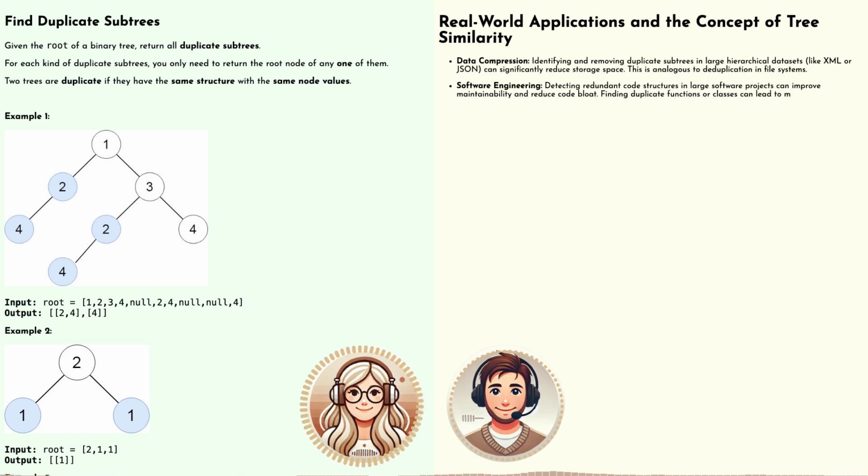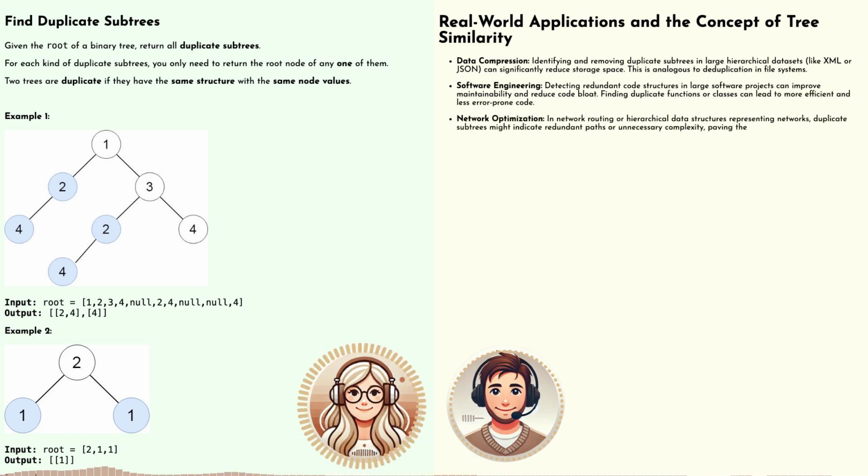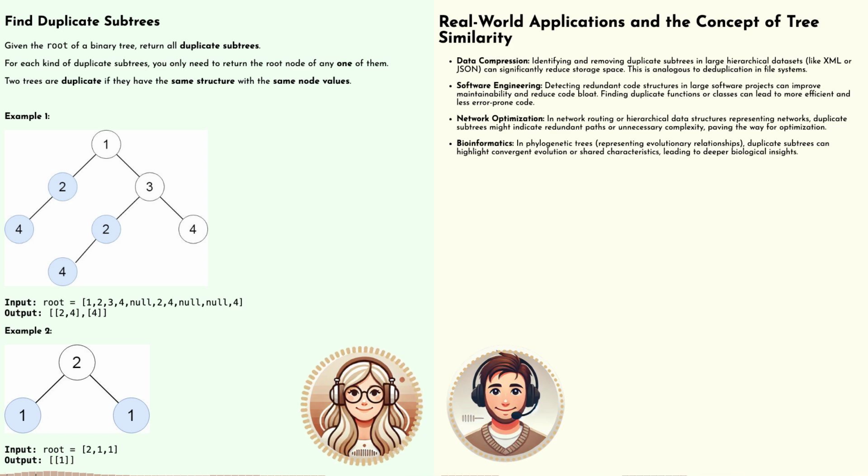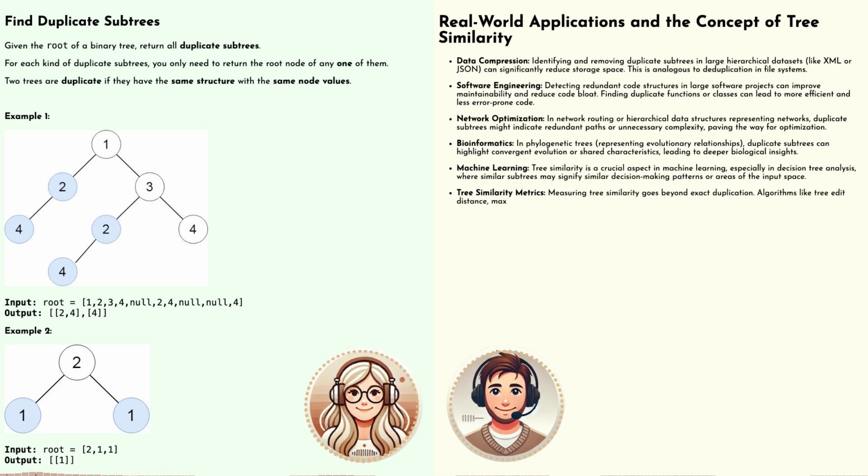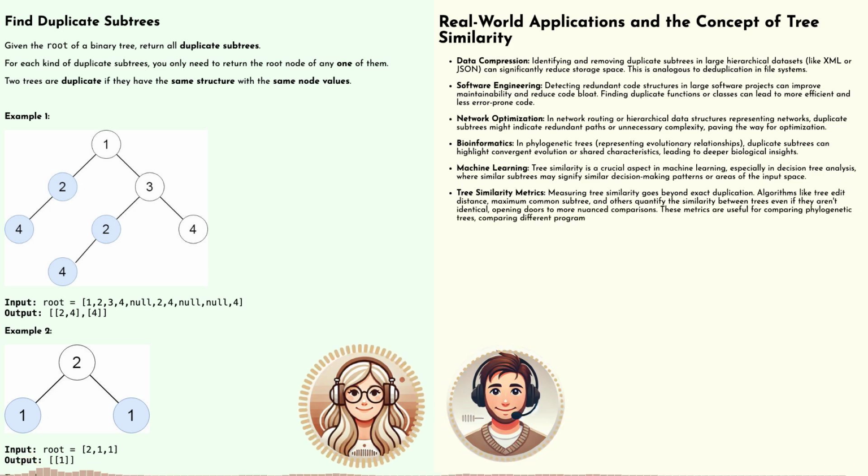Now I think it's time to shift gears a bit and talk about how this whole duplicate subtree problem actually plays out in the real world. Yeah, let's do it. We touched on plagiarism detection earlier, but there are so many other cool applications. Okay, tell me more. One area where this technique really shines is data compression. Imagine you have this massive data set with a ton of redundant information.